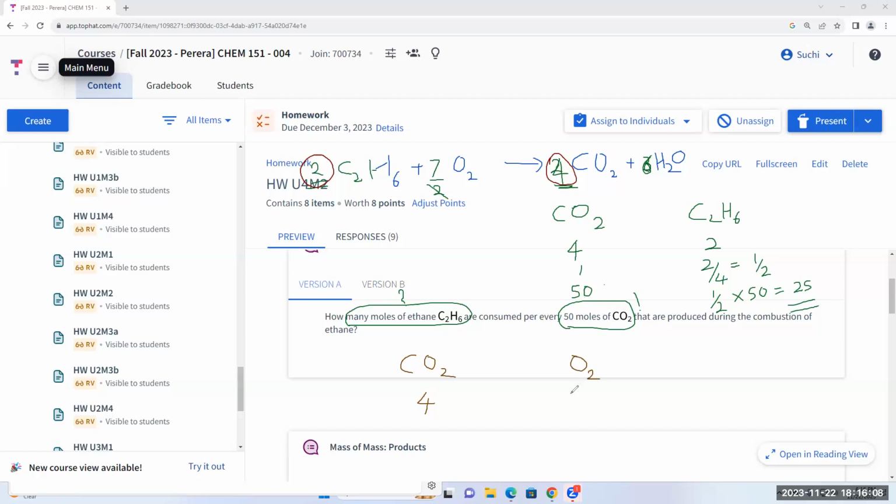7. We need 7, right? Therefore, to get 1, I need 7 divided by 4. And then, to get 50, I need 7 divided by 4 multiplied by 50. That should be it. You plug these numbers into your calculator, and that will give you the answer. Can you confirm that that's the correct answer by entering the answer, whatever that is?